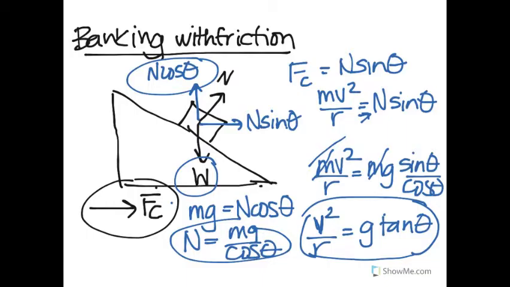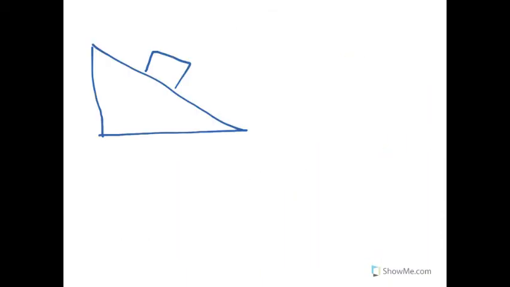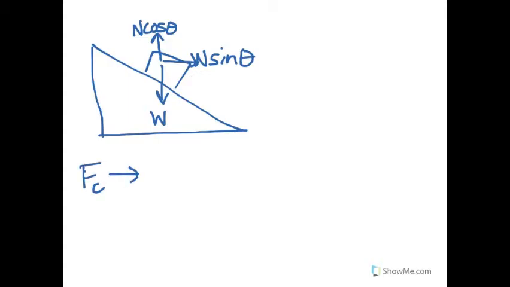So now let's add friction. All right, so now we're going to add friction. So again, we're going to have the weight. We're going to have the normal force, which will split into components. So I'm again going to have n cosine and n sine. And again, we're looking for the centripetal force that's going to pull this direction. Now, we also have friction. This car wants to slide up the incline, so friction is going to go down.